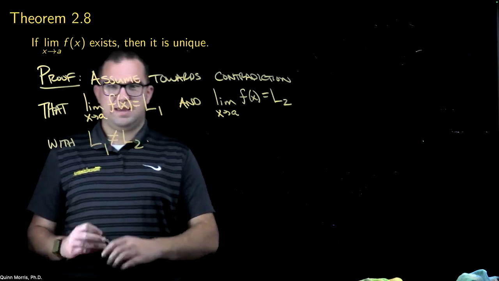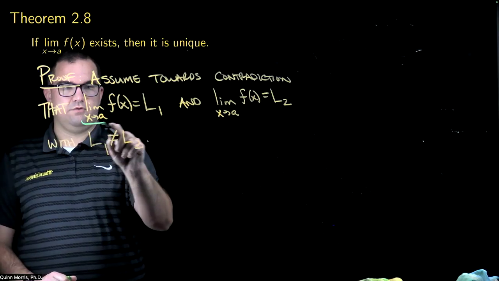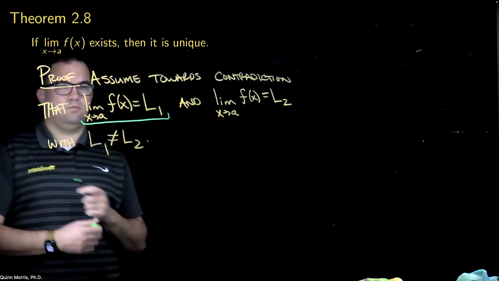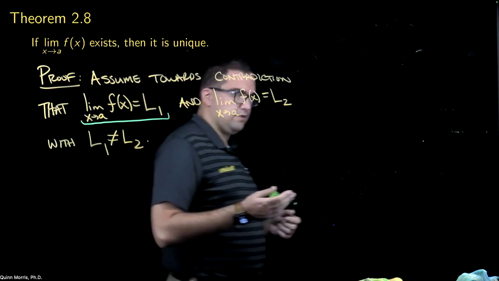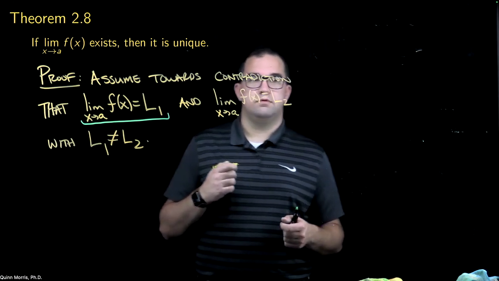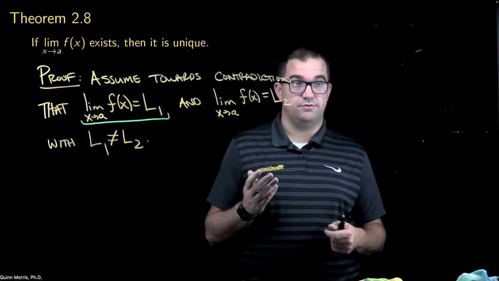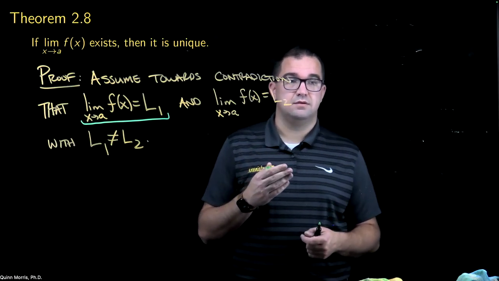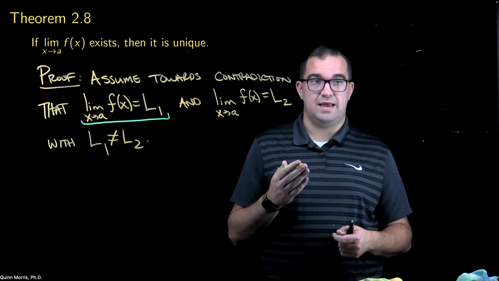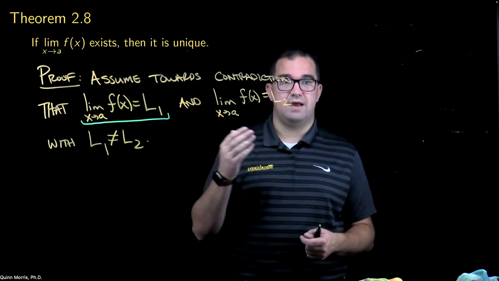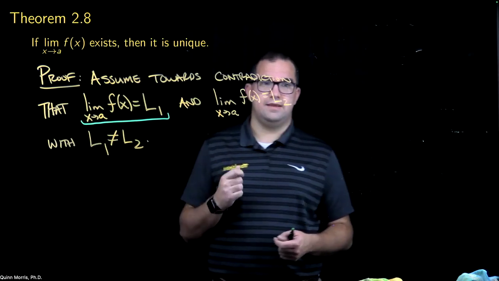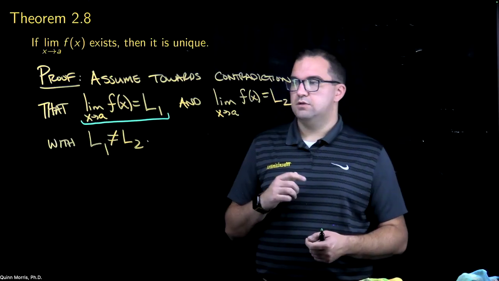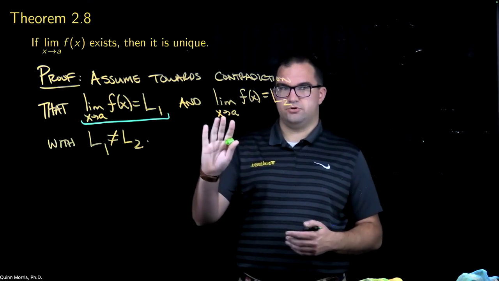Now, let's take it piece by piece and ask ourselves, what would this mean? Well, this would mean that for every epsilon greater than 0, there exists a delta greater than 0, such that whenever x is in the domain and the absolute value of x minus a is between 0 and delta, then the absolute value of f of x minus L1 should be less than epsilon. So how am I going to make use of that? That's just regurgitating the definition.